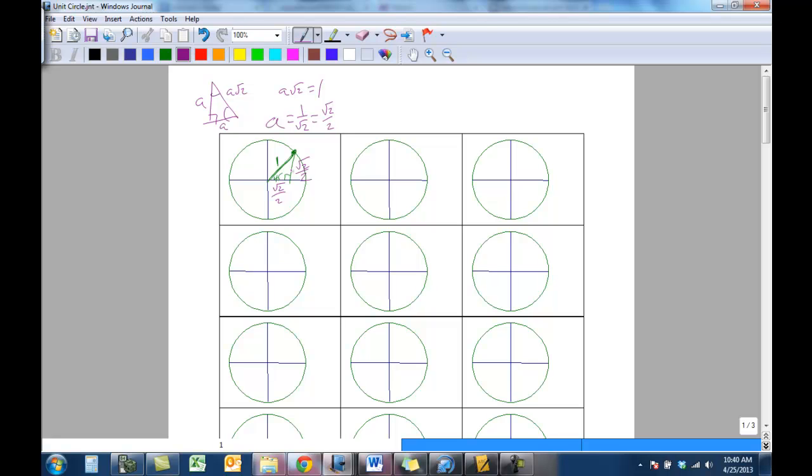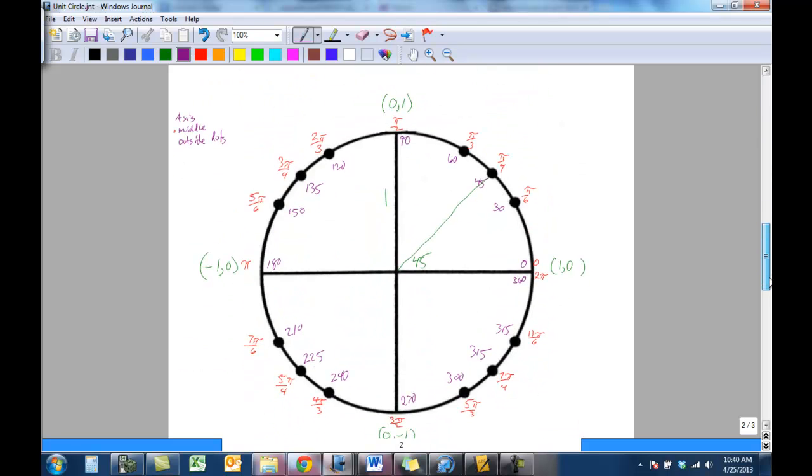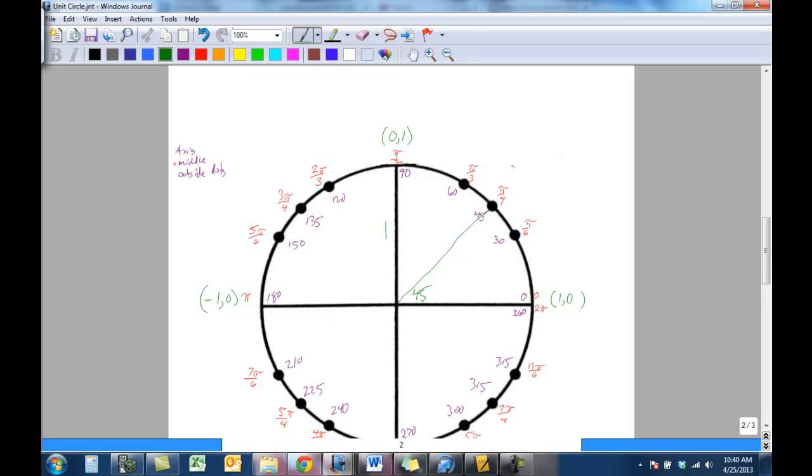Which means that the coordinate of this goes root 2 over 2 right, and it goes up root 2 over 2. So that means that the coordinate back here of 45 degrees, like we said, root 2 over 2 this way, root 2 over 2 up, this is root 2 over 2, root 2 divided by 2. That is the coordinate of that point, rather.